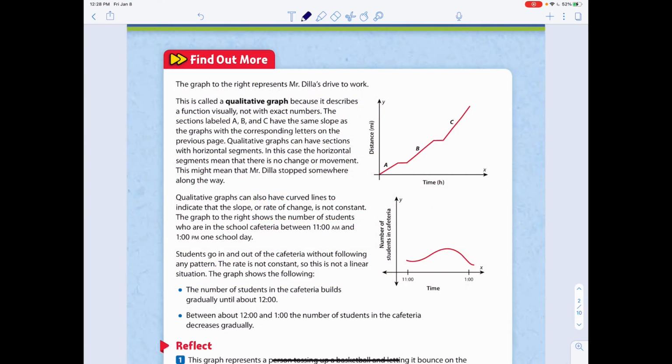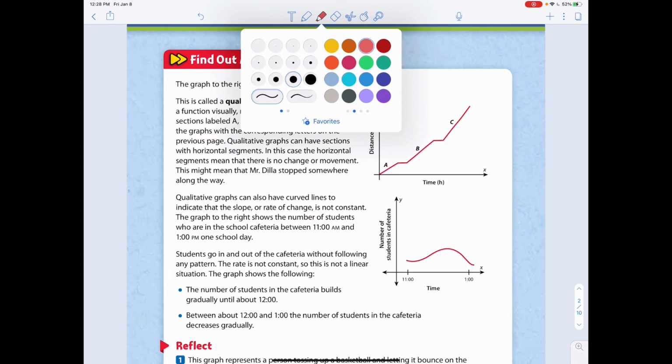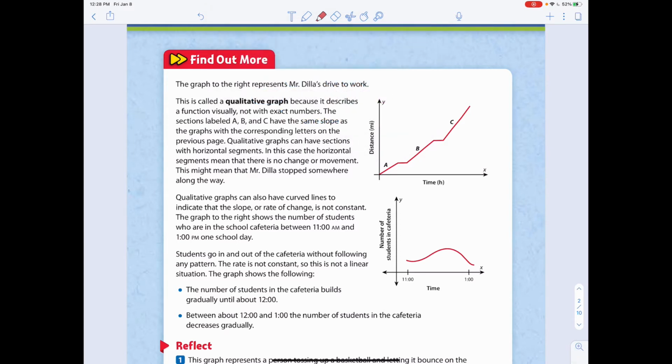Find out more. The graph to the right shows Mr. Dia's drive to work. This is called a qualitative graph because it describes a function visually, not with exact numbers. So go ahead and highlight or underline this on your paper as well. A qualitative graph describes a function visually, not with exact numbers.